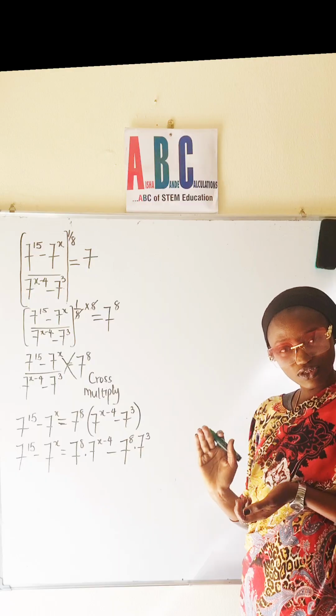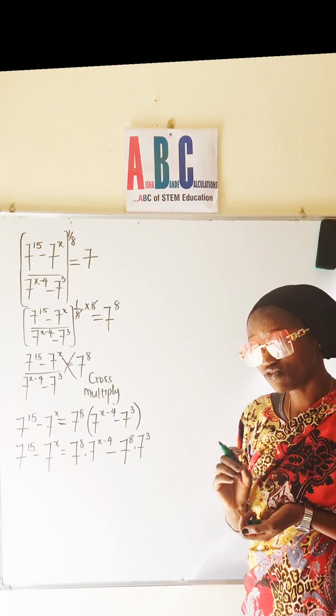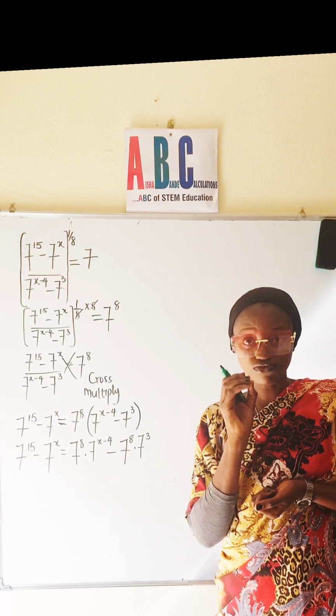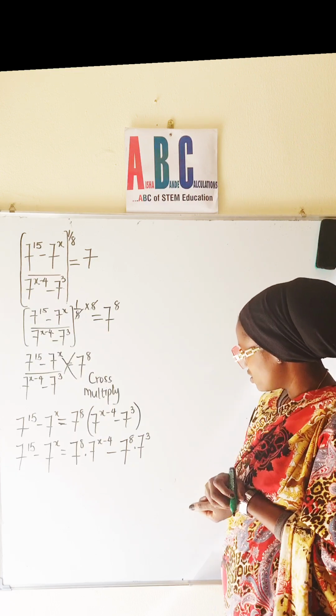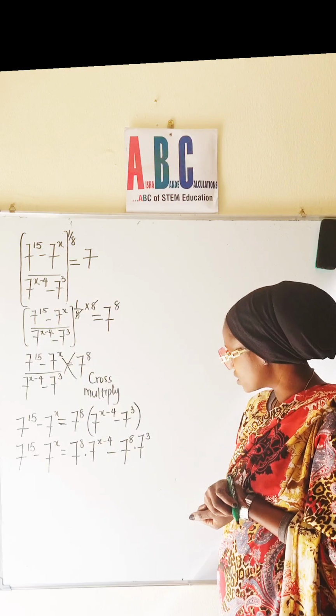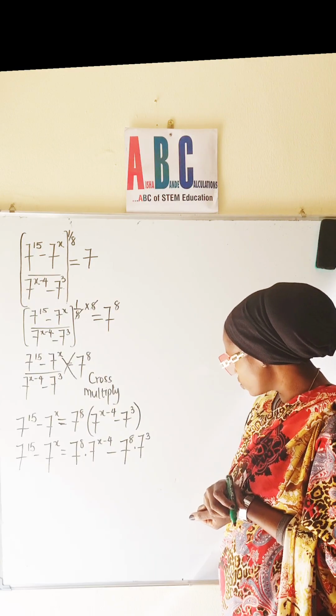Hope you understand up to this point. It's getting interesting, right? That's how we keep simplifying till we get the value of x. And at the end of this video, after getting the value of x, we're going to verify our answer, to see if the final answer is correct. So what do we do from here?